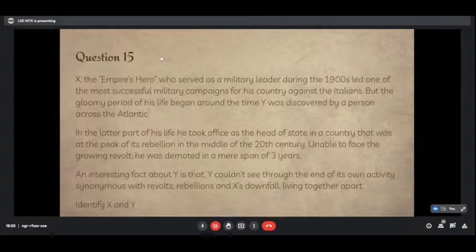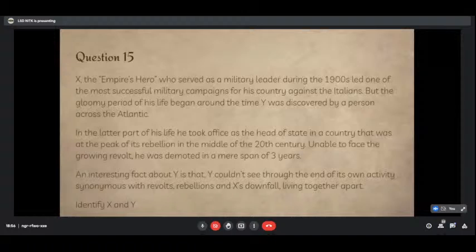But the gloomy period of his life began just around the time Y, which is a completely different entity, was discovered by a person across the Atlantic. In the latter part of his life, he took office as the head of state in a country that was at the peak of its rebellion, somewhere in the middle of the 20th century. And unable to face this growing revolt, the authorities back home in his country decided that they needed to demote him, which happened in a span of 3 years.